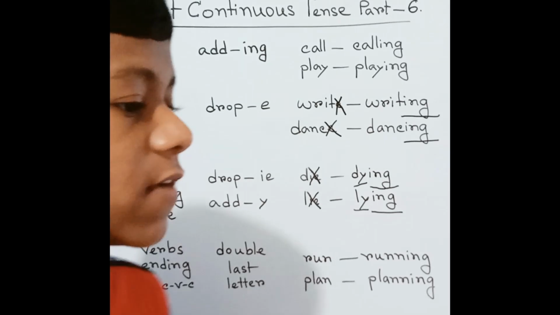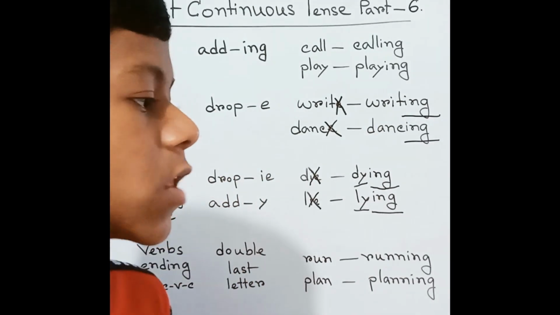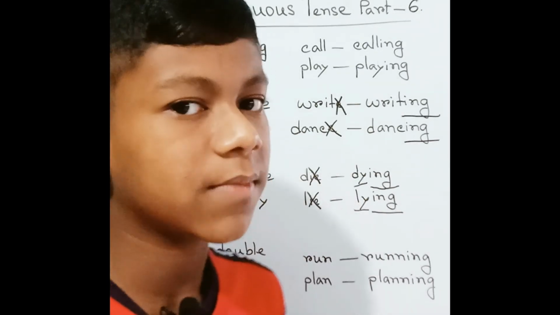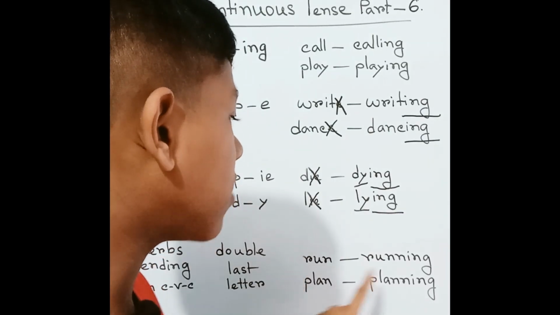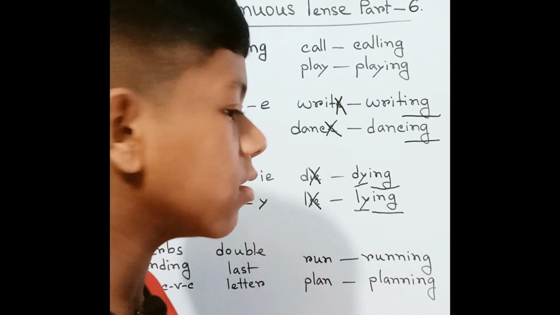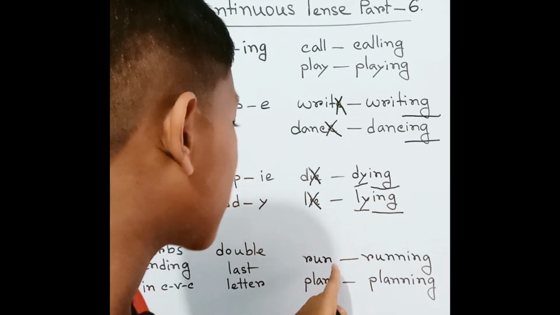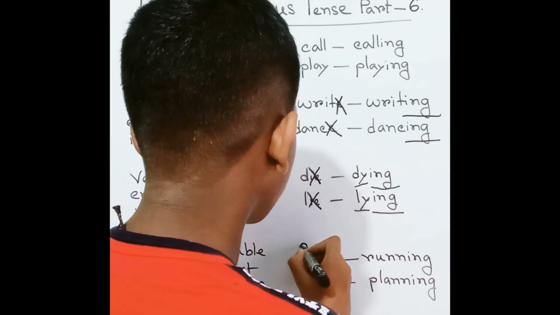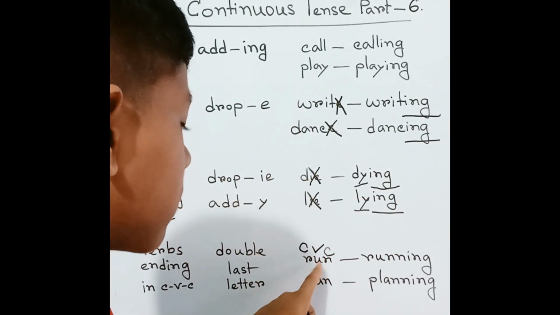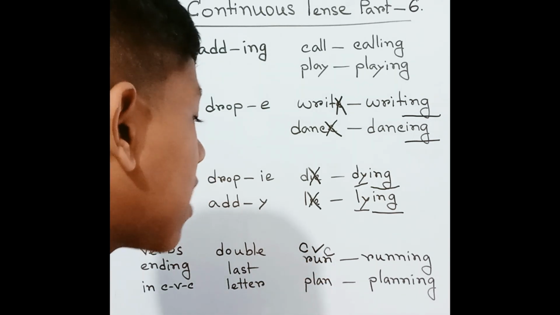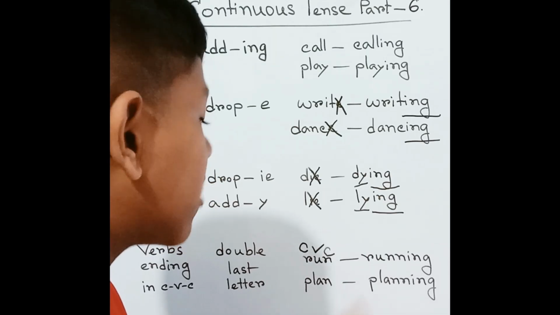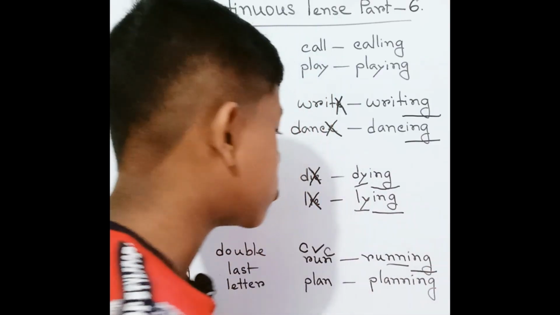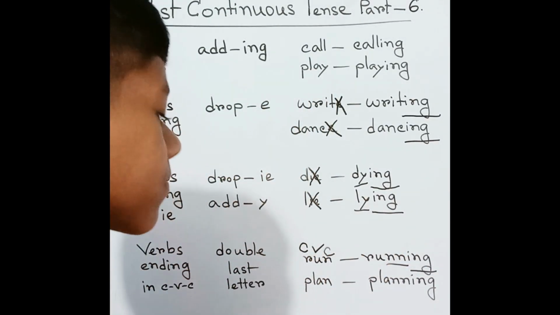When the words end with CVC, what do we need to do? We have to just double the last letter. Let's see some examples, then you can understand. Here we can see run becomes running. How? Here it starts from N. N is C, U is V, and R is C. N is consonant, U is vowel, and R is consonant. That's why we have to double the N letter, the last letter. Then we simply add the ing. Run becomes running.